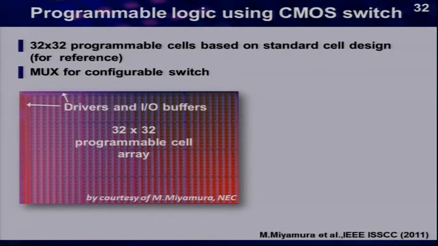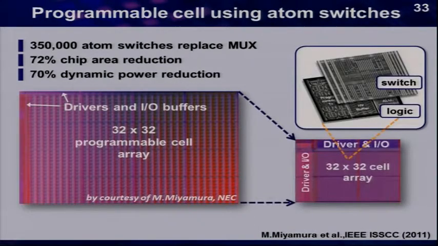To compare the area, the programmable cell arrays based on CMOS switch is prepared. This is the die photograph of test chip fabricated by using the 90 nanometer node process. This slide shows the programmable cell featuring atom switch. 350,000 atom switches are integrated. You can see the significant area benefit. 72% chip area reduction can be realized.